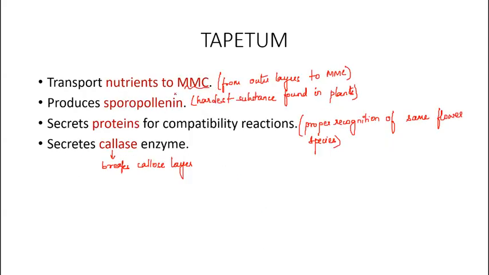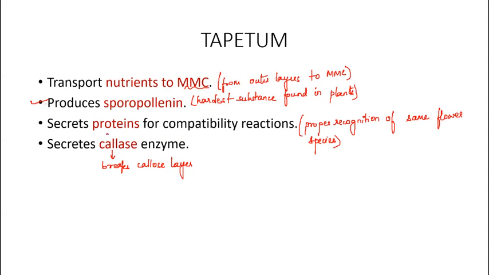Where do they take the nutrition from? They take the nutrition from the outer layer. What is the outer layer? The outer layer is the middle layer. They take the nutrition from the middle layer, because the middle layer degenerates and provides nutrition. So they take the nutrition from the middle layer and transport it to the microspore mother cell. Where are these microspore mother cells present? They are present inside the microsporangium. I told you earlier.